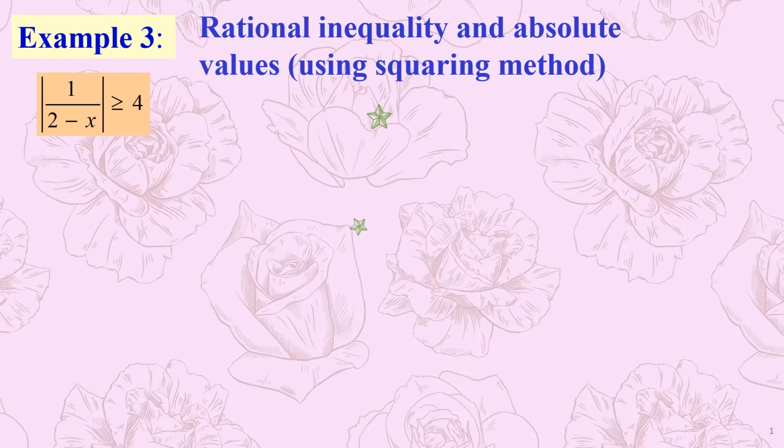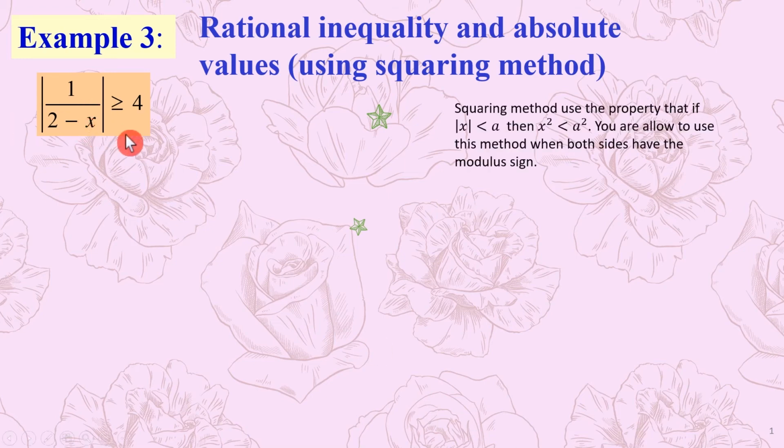Okay, let's try the same example but using different technique, which is squaring method. This is the easiest method to solve the problem involving rational absolute inequalities. Squaring method uses the property that if absolute x is less than a, then x squared is less than a squared. You are allowed to use this method only when you have the modulus sign on both sides.